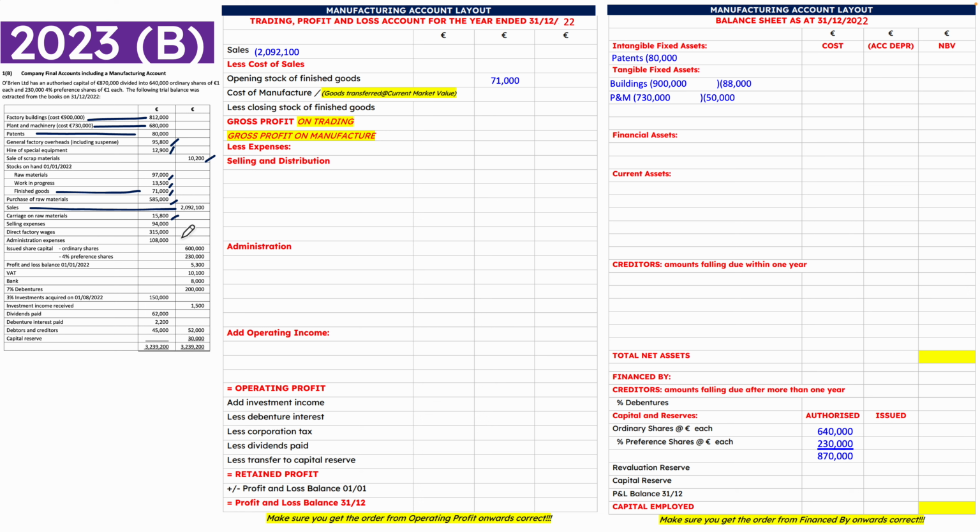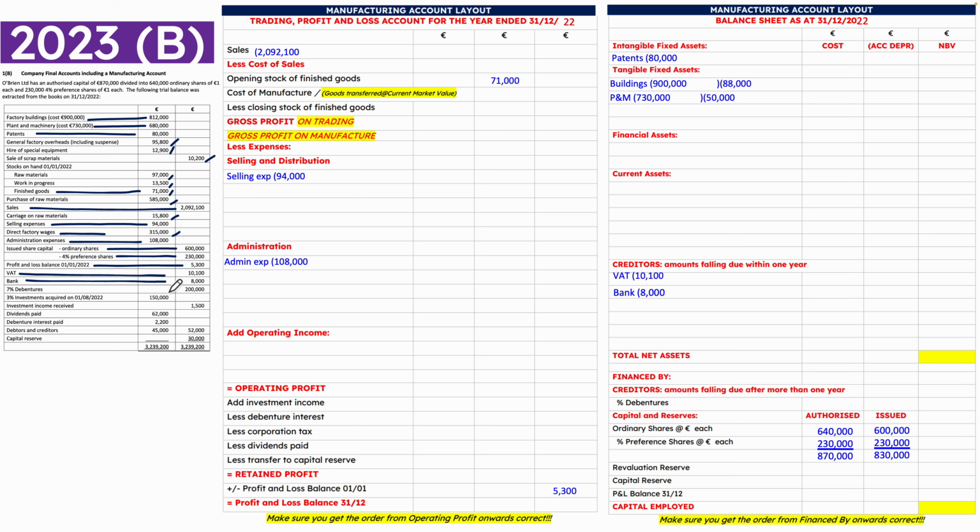Carriage on raw materials went into the manufacturing account. Selling expenses will go into my selling and distribution, 94,000 there. Direct factory wages went into the factory. Admin expenses, 108, goes into administration. Issued share capital, 600,000 and 230,000, that is 830,000 altogether, goes in under the issued. Profit and loss balance on the 1st of the 1st, the profit, 5,300, can go straight into the bottom of the P&L. VAT and bank, we're putting them in the same place, creditors minus 1 year because they're on the liability side. 7% debentures, we're putting it into financed by creditors plus 1 year.